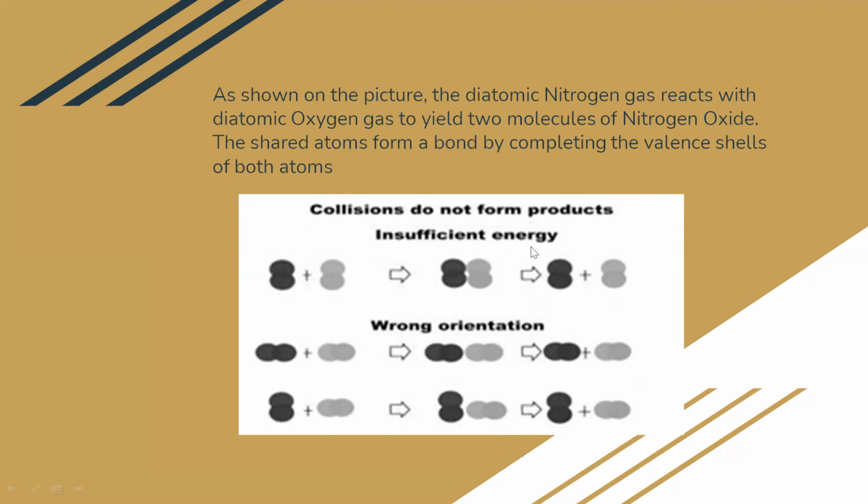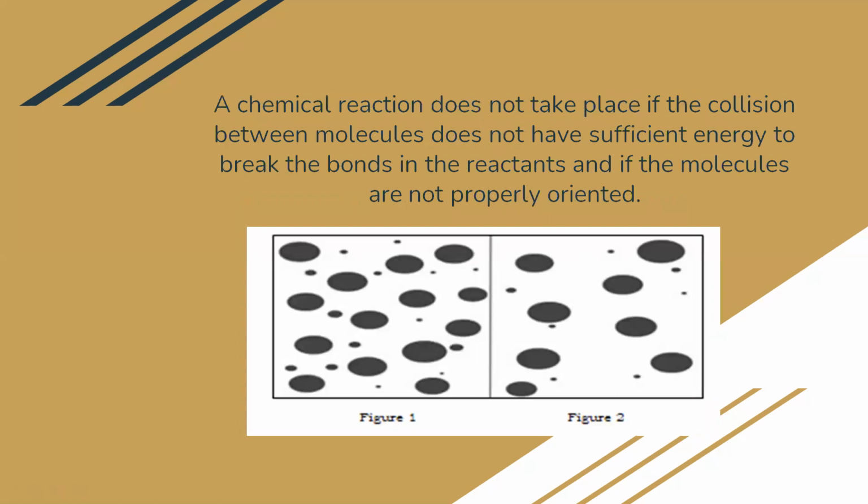So we have here collisions that do not form products. We have insufficient energy and we have wrong orientation. If you're going to do this, this is what we call wrong orientation. And if you're going to do this, this is what we call insufficient energy. So there will be no forming of products, even if there is a collision. A chemical reaction does not take place if the collision between molecules did not have sufficient energy to break the bonds in the reactants, and if the molecules are not properly oriented.